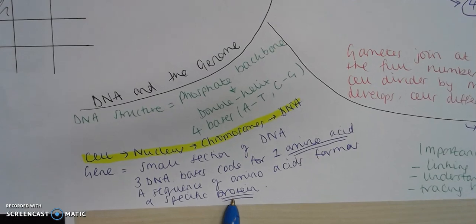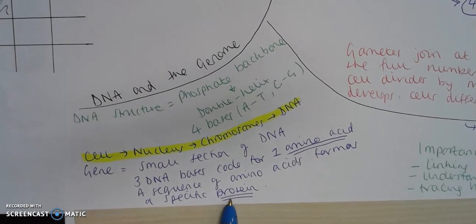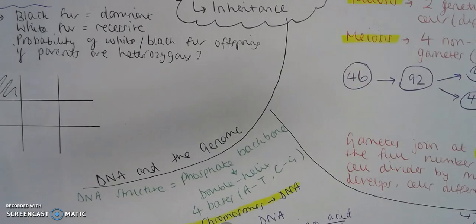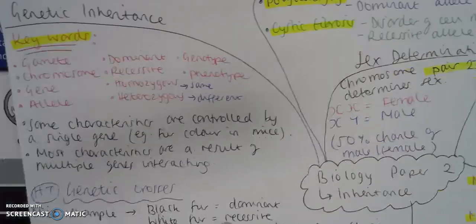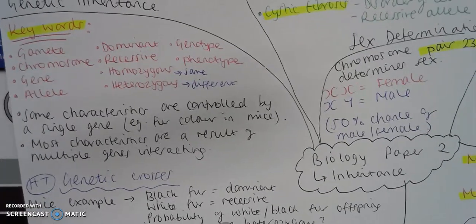But for instance, it could be forming enzymes. The next bit then that's part of inheritance is the genetic side of things. So with this one, we've got a lot of keywords that we need to bear in mind.